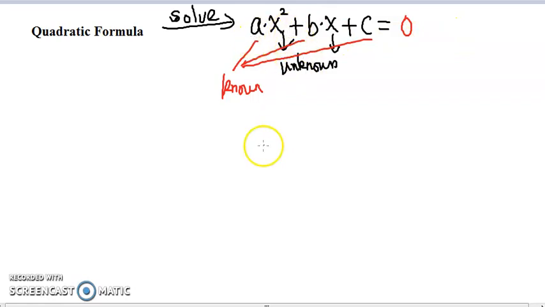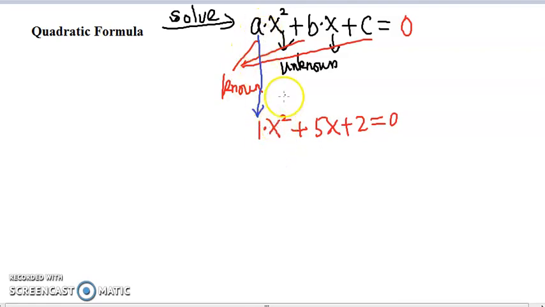So let's look at an example. Let's say we have x squared plus 5x plus 2 equals 0. The number in front of x squared, there's not a number, which means it's 1. So this 1 corresponds to a in the formula. Remember, a does not include the variable x. a is just the number in front of x squared. And b is the number 5, and c is the number 2. And so that x squared corresponds to x squared, and that x corresponds to x.